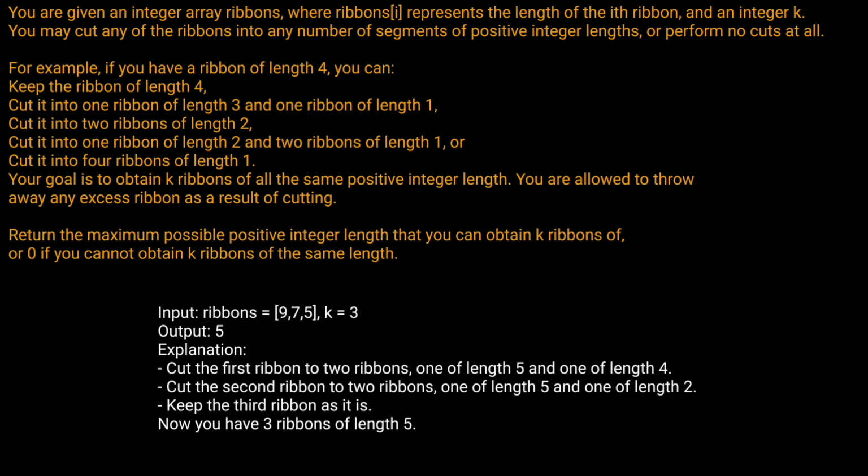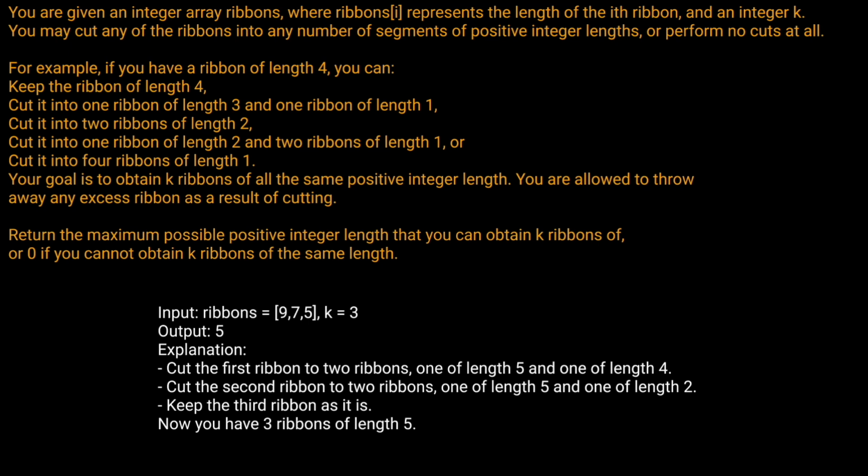Your goal is to obtain k ribbons of all the same positive integer length. You are allowed to throw away any excess ribbon as a result of cutting. Return the maximum possible positive integer length that you can obtain k ribbons of, or 0 if you cannot obtain k ribbons of the same length.